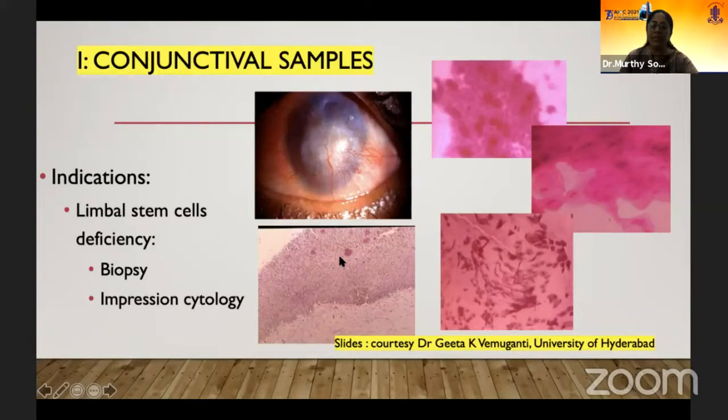And this is what you get in the biopsy. But you can also take imprints or impression cytology from this area. And in the earlier days of recognizing limbal stem cell deficiency, we used to have criteria of impression cytology features, which would show squamous kind of cells on the imprint and also some goblet cells on the corneal surface. So that's how we would diagnose a case of limbal stem cell deficiency.